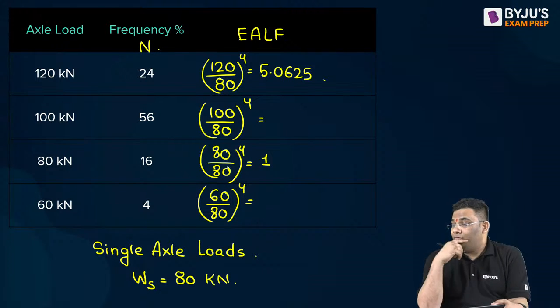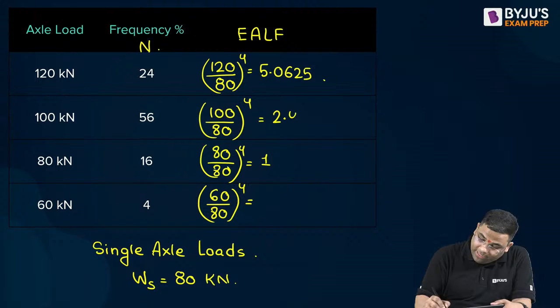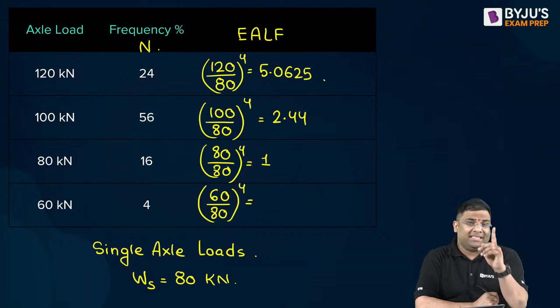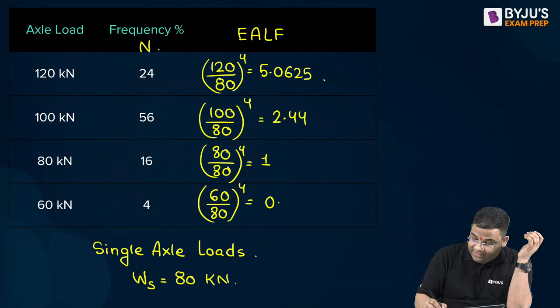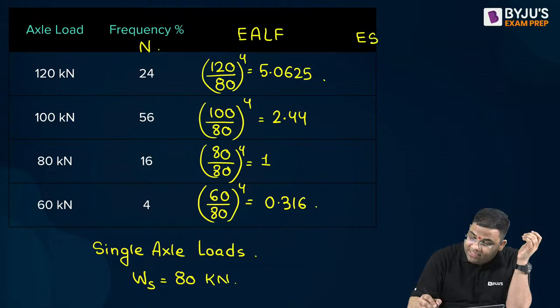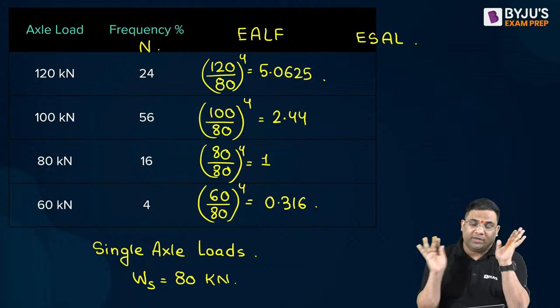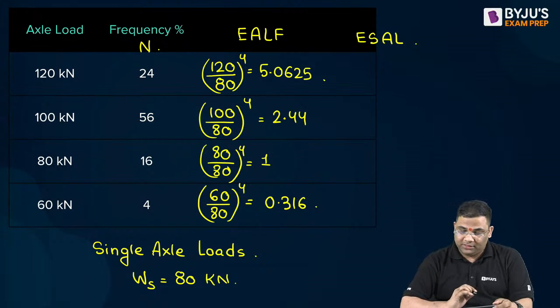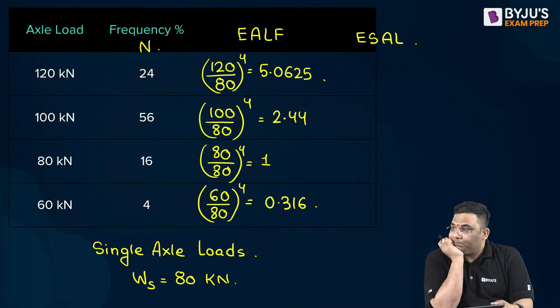The second one is 2.44. And the last one? For the 60, it will be less than 1, because 60 by 80 to the power 4 gives 0.316. So now, to find the equivalent standard axle loads, just multiply and give me these values.